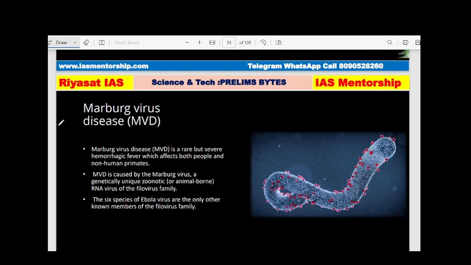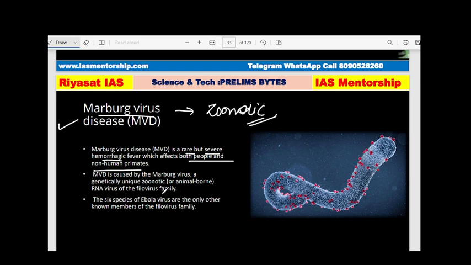Next is Marburg virus disease, MVD. It's a rare but severe hemorrhagic fever, which affects both people and non-human primates. Remember it, it is basically caused by the Marburg virus, which is zoonotic. Again, zoonotic.